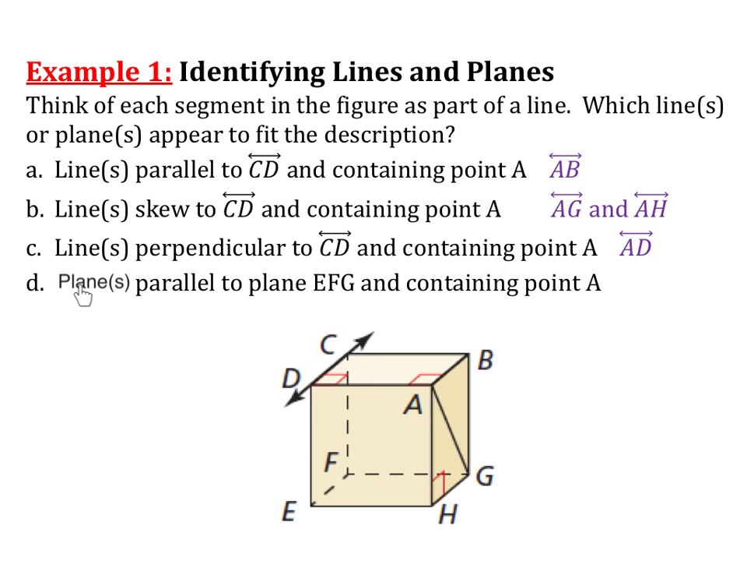All right, and then our final description is plane or planes that are parallel to plane EFG containing point A. So the only plane that satisfies that description is going to be plane ABC. So we can see here ABC, A, B to C. So that's this top portion here. This very top part of the cube is a plane, and it contains point A and is parallel to this bottom plane or side of the cube, EFG. So here's E, F, and G. That makes up this bottom portion of the cube, representing a plane parallel to the top portion.